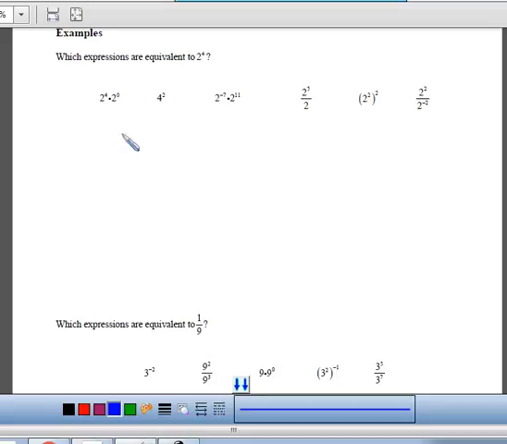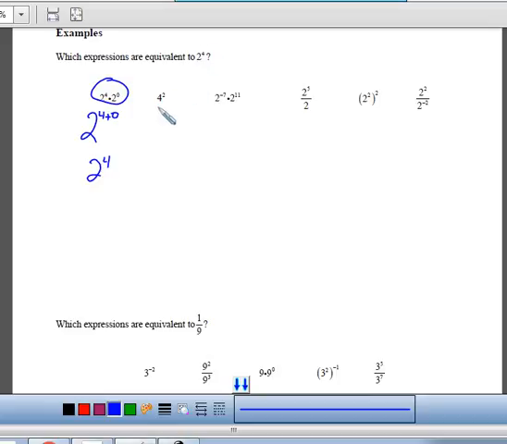But we can use the rules of exponents to get us there faster, I think. So, 2 to the 4th times 2 to the 0. That's 2 to the 4 plus 0, and 4 plus 0 is 4. So, 2 to the 4th, this one works. 4 squared. Now, some of you might be saying, wait a second, what is that? Well, remember, 4 squared is 16, and that's what we're looking for.